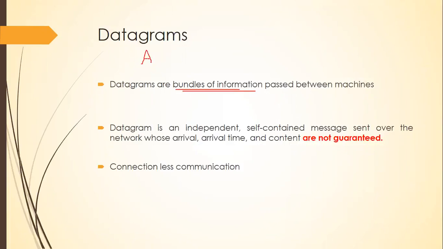Okay, I have a machine called A. I have a machine called B. I send some data in bundles, in packets. Okay, it is called a datagram. It is called a datagram packet. Now, you can even say it is an independent, self-contained message sent over a network. Okay, the main important things are the arrival time, and the content is not guaranteed.